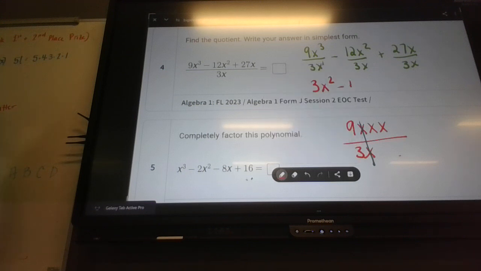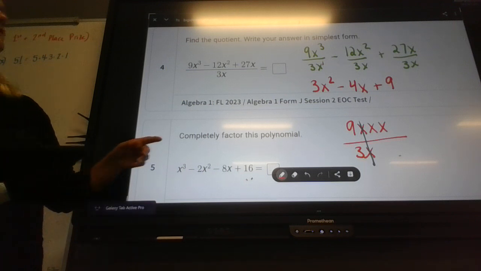Yeah, you guys did a good job on this one. So then you have to write it in.